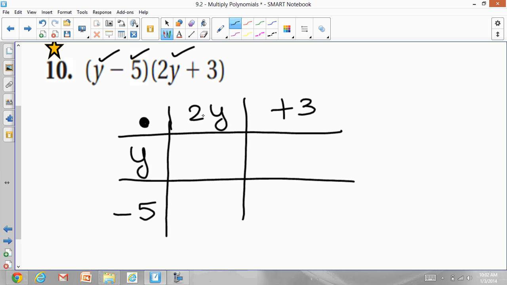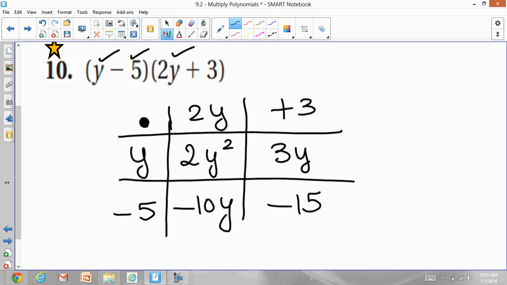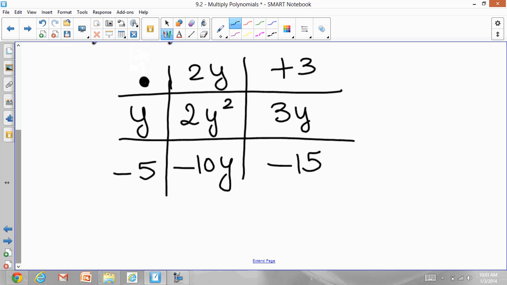So y on the outside multiplies 2y to give you 2y squared. y multiplies positive 3 to give you 3y. Negative 5 multiplies 2y to give you negative 10y. Negative 5 times 2 is negative 10, y just tags along. Negative 5 multiplies positive 3 to give you negative 15. So once you get this, focus on the one that I'm going to highlight and show you. Now look at this box.